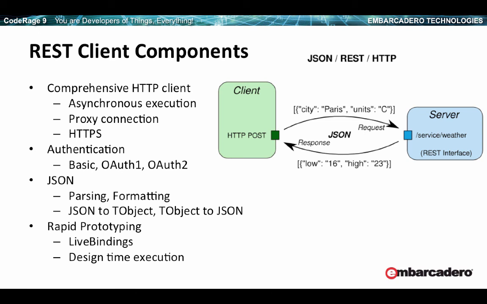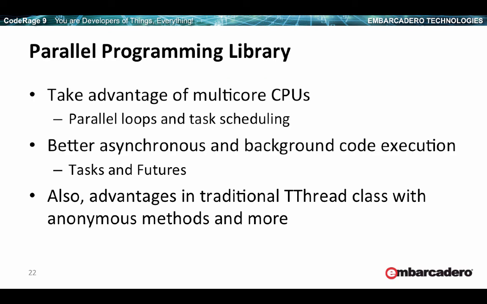Couple of more things I wanted to mention is the fact we have a new REST client components library that's very nice and smooth. It has actually plenty of features that would take a full session to demonstrate. JSON formatting, JSON parsing, prototyping capabilities, authentication. Another feature we have added in XE7 is the parallel programming library. And you've probably seen demos of how this can be used to leverage multi-core CPUs.